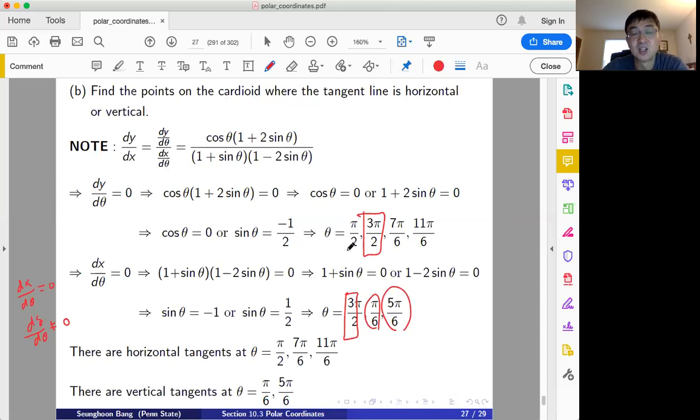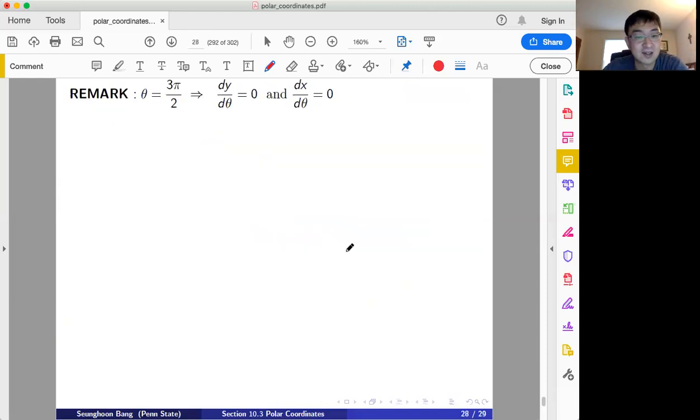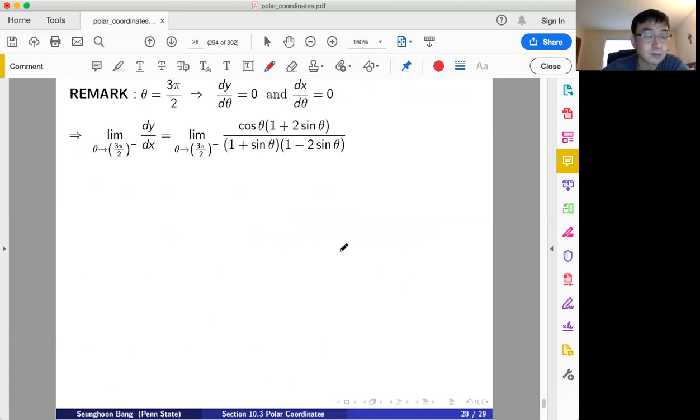In this case, you can take the limit. This is the idea: take the limit, the limit of dy over dx as theta approaches 3 pi over 2. You can split the zero part and the non-zero part. So what's the non-zero part? You can plug 3 pi over 2 into here. What's cosine 3 pi over 2?